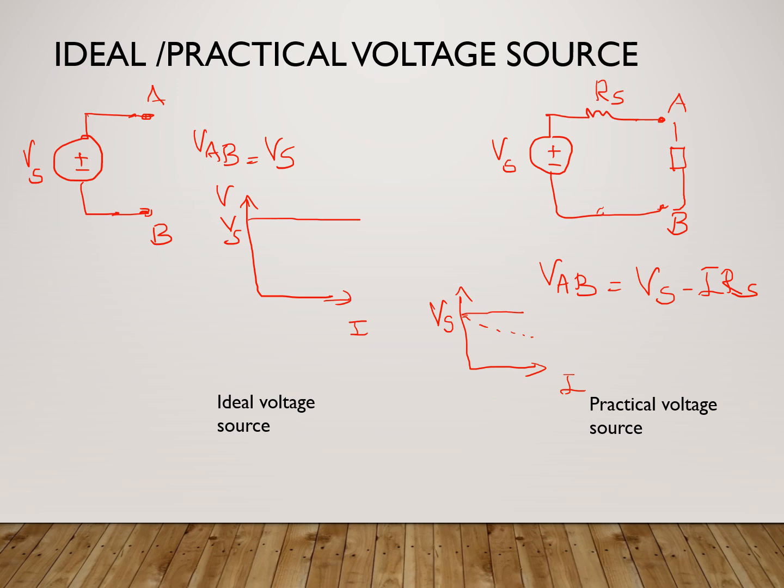Practical voltage sources are always designed to have a very small internal resistance. An ideal voltage source will have Rs equal to 0, and practical voltage sources have some internal Rs, but resistance Rs should be designed as small as possible. So these are about voltage sources.